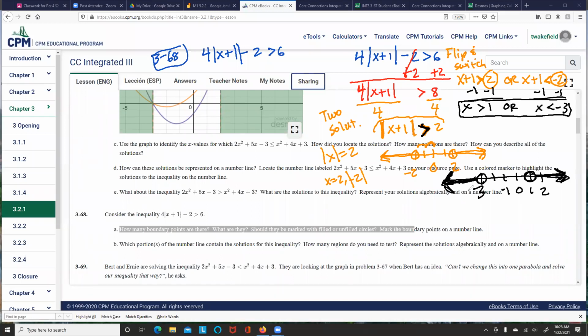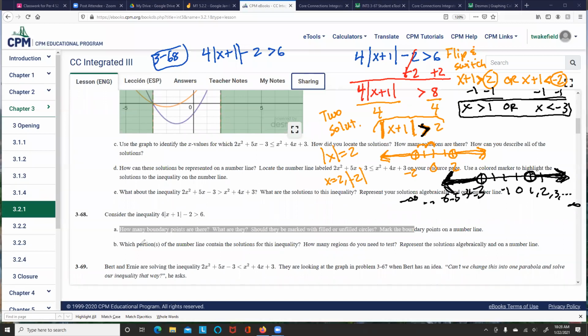So all our solutions are negative 3, negative 4, negative 5, negative 6, dot, dot, dot to negative infinity. And 1, 2, 3, dot, dot, dot to positive infinity. So all those numbers between negative 3 and negative infinity and between 1 and positive infinity are a solution. The only parts that aren't solutions are this little section in between here and here. Okay, so that is how you solve that absolute value.